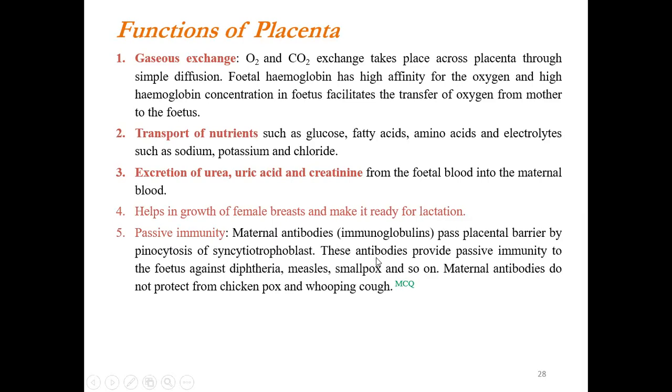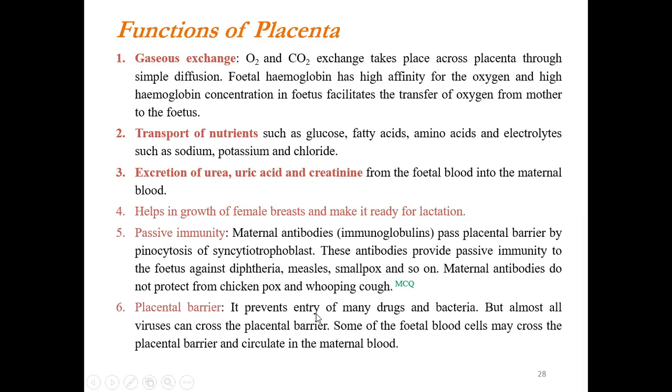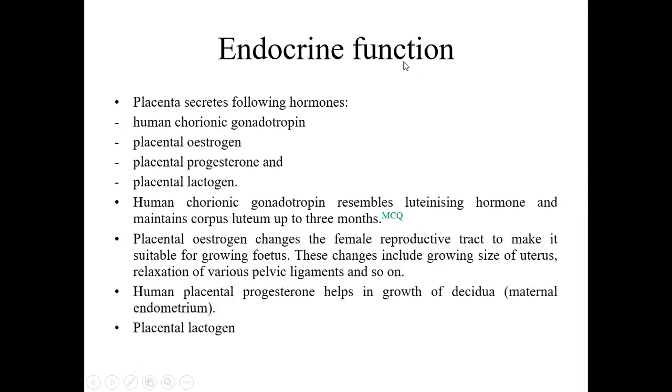So these antibodies provide passive immunity to the fetus against certain diseases, but the fetus is not protected from chickenpox and whooping cough. Then the placental barrier prevents entry of many drugs and bacteria, so it also has a protective role. Then storage, it stores glycogen, calcium and iron. Then it has various endocrine functions. You may get a short note on the endocrine function of the placenta.